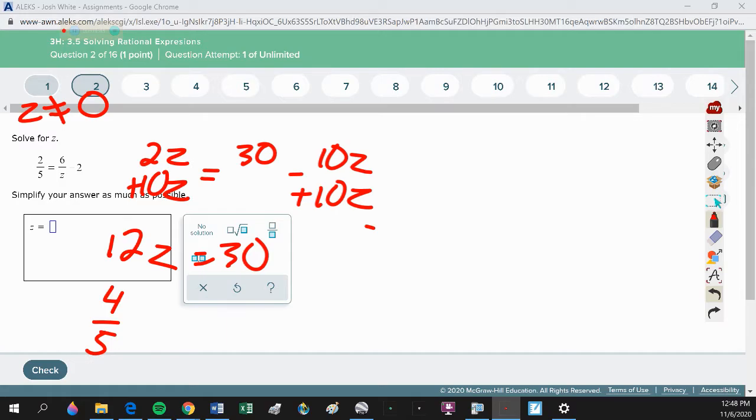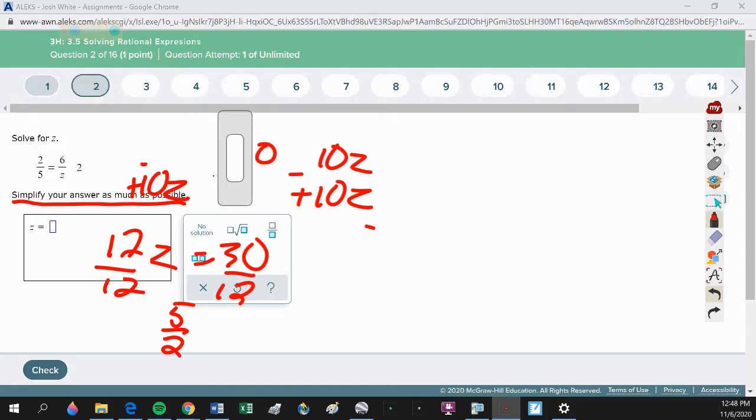Or how about we divide by 12? Well, in this case, it says simplify as much as possible, so you've got to simplify fractions. When we didn't put things together, the answer was an equation, and this is not an equation. So anyway, it's 5 over 2. I put 4 on the other side, but I wasn't thinking. Okay.